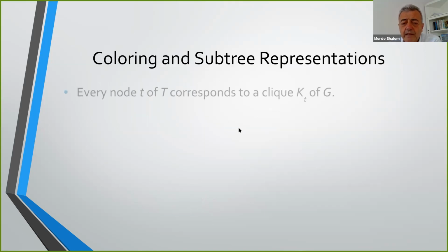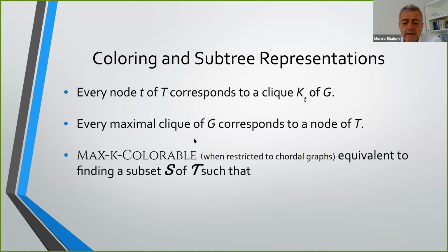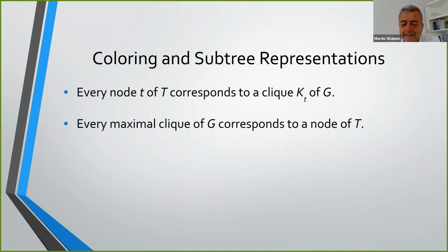So every node corresponds to a clique, but it's also known the opposite, that every maximal clique corresponds to a node. So this is less trivial to see, but this is well known. And therefore, we conclude the following. If I want to solve the maximum k-colorable set problem in chordal graphs, it is equivalent to finding a maximum subset of subtrees of a tree, such that at each node there are at most k subtrees.